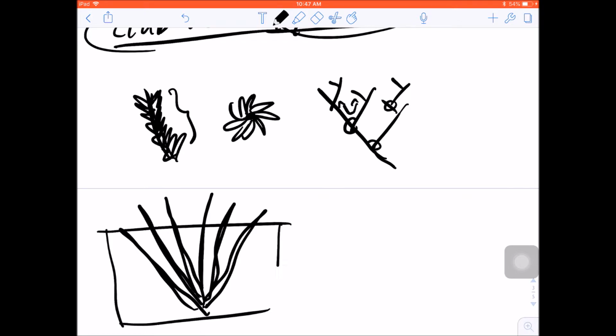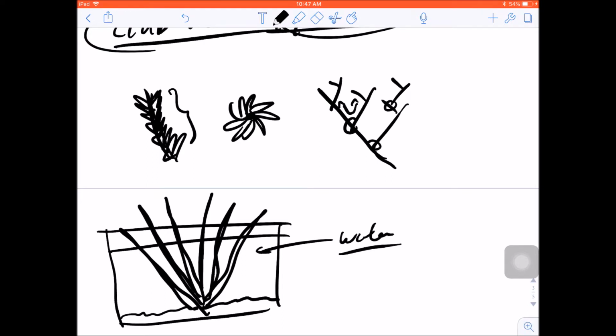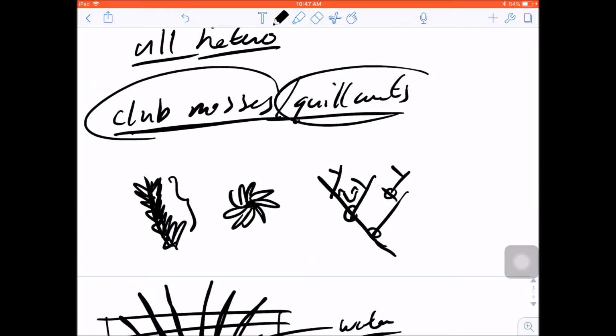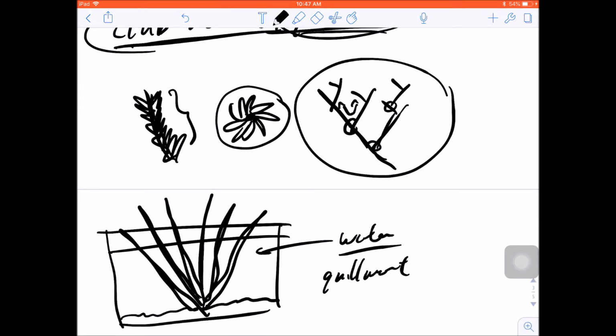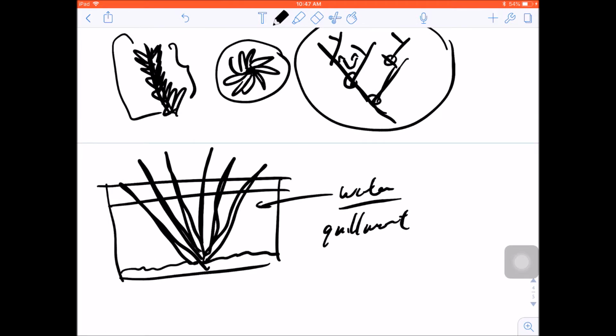And it'll be in a tank. So if they decide to put it on the lab practical, you'll know that whatever looks like this is in water. It's going to be quillwort. So in this group of club mosses and quillworts put together, the club moss is very distinct based on the branching pattern, and they're small microphylls that just cover the leaf or cover the stem.